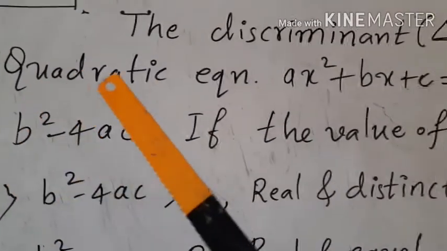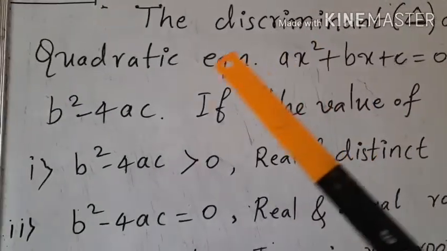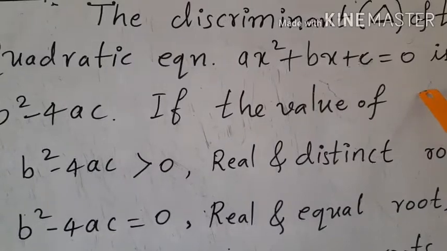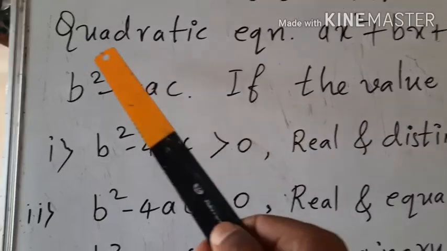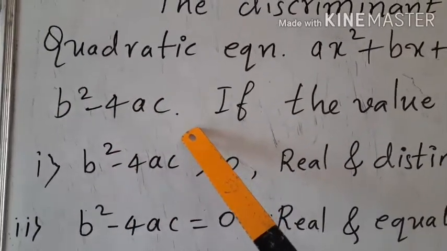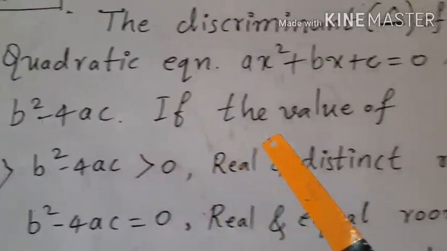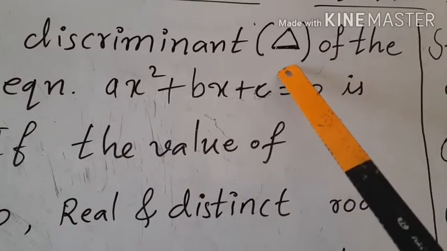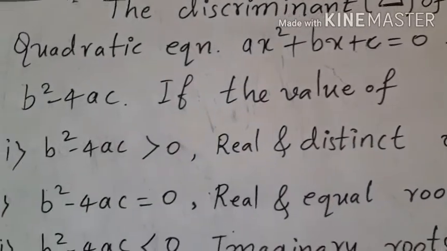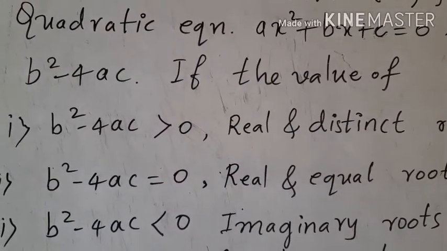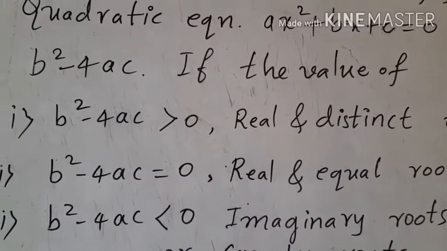See here, a quadratic equation ax² + bx + c = 0 has the values a, b, c which are constants. If b² − 4ac is taken, this b² − 4ac is called the discriminant of the quadratic equation, and it is denoted by the symbol delta. Delta means discriminant. This discriminant helps us to state the nature of the roots without actually calculating the roots of the quadratic equation.